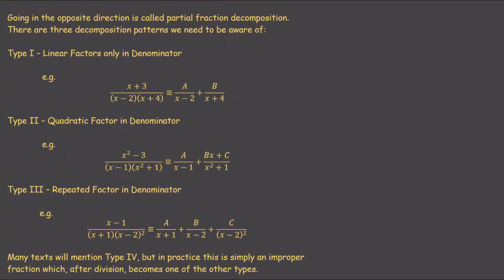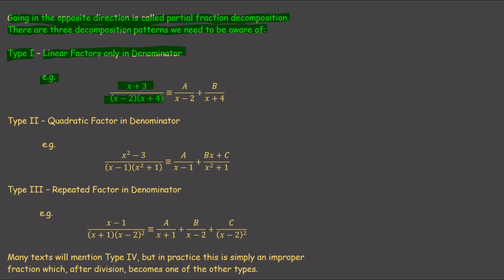Going in the opposite direction is called partial fraction decomposition. There are 3 decomposition patterns we need to be aware of. Type 1, that's where we have linear factors only in the denominator. An example would be this one, x plus 3 over x minus 2, x plus 4.